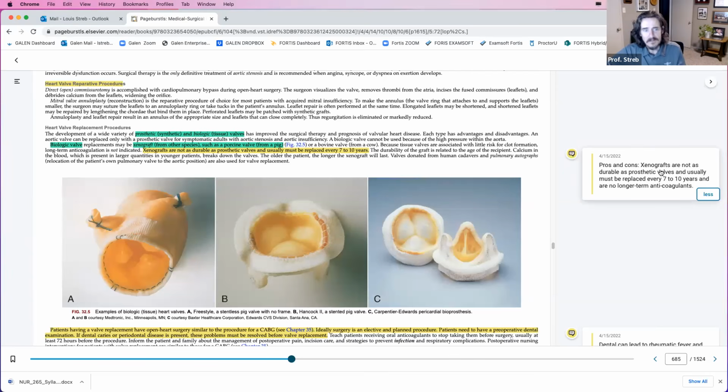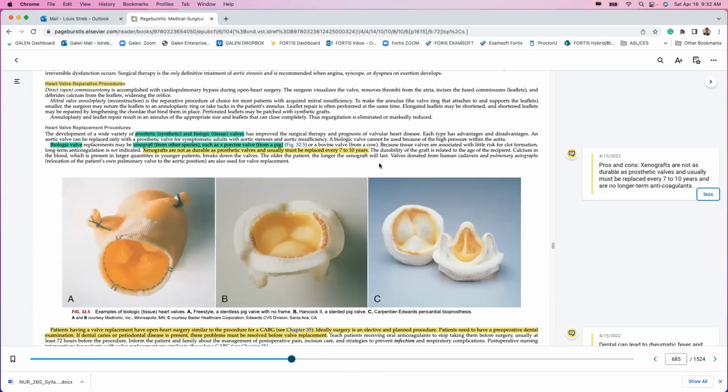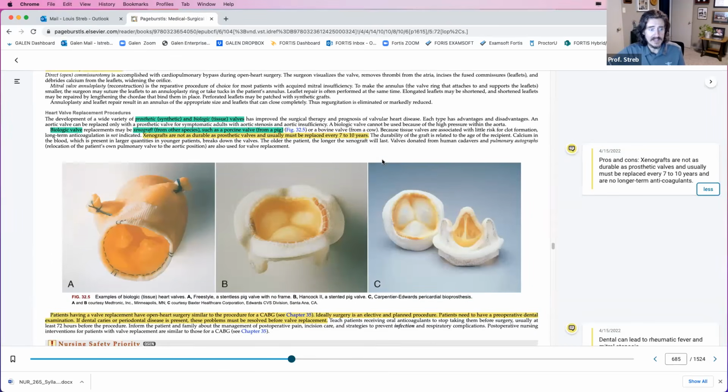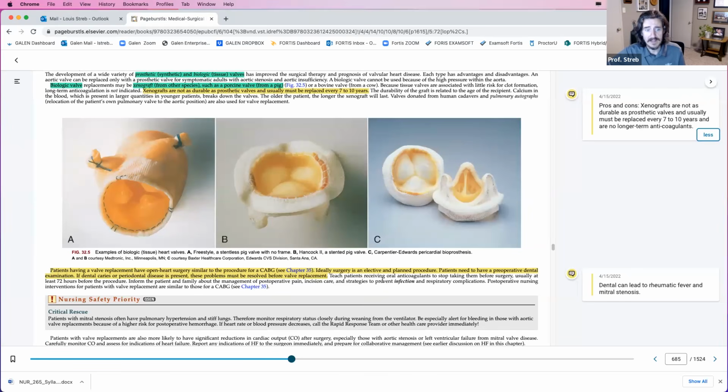Yes. So these are test questions where NCLEX might say, which of the following statements by the newly diagnosed patient would require intervention by the nurse? That's why it's important. So what's the advantage? No anticoagulation. What's the advantage of getting a mechanical one? It can last forever, but you're going to have to be on anticoagulants lifelong. Go ahead.